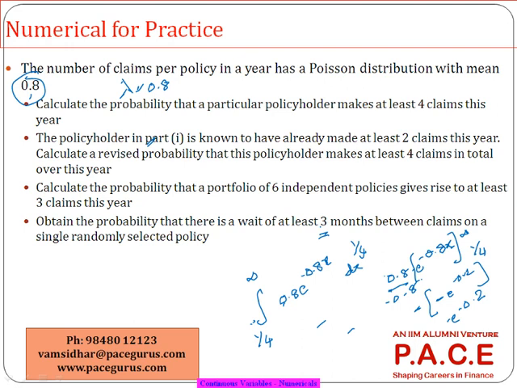At least 3 months waiting time between the two claims. Because the average is only 0.8 claims per year, right? Not even one claim per year. So that's where it is saying that between the two claims there is almost 81% chance that the waiting time will be more than 3 months. So below 3 months the probability is around 19%.